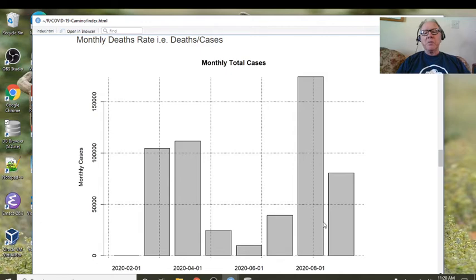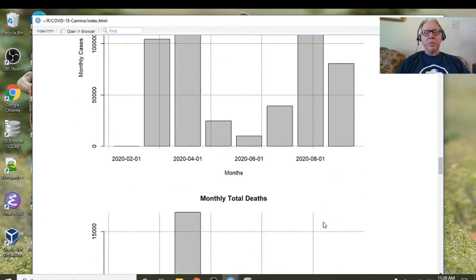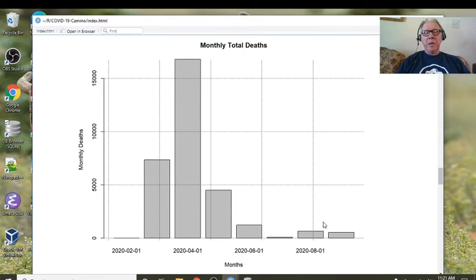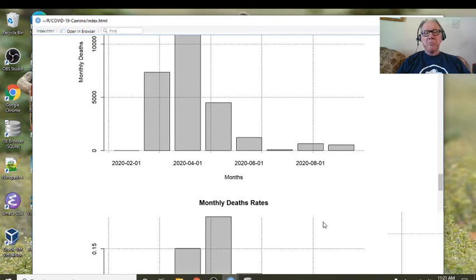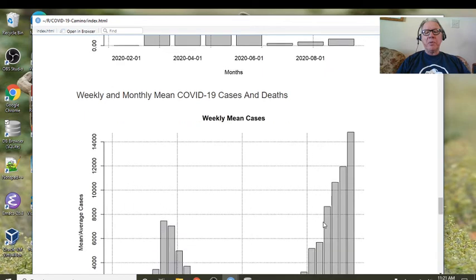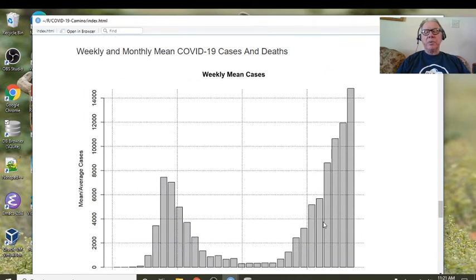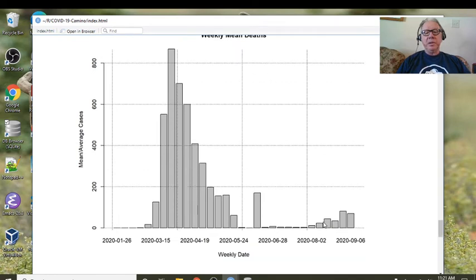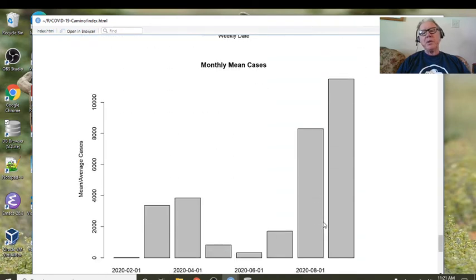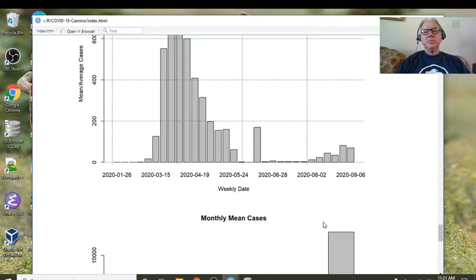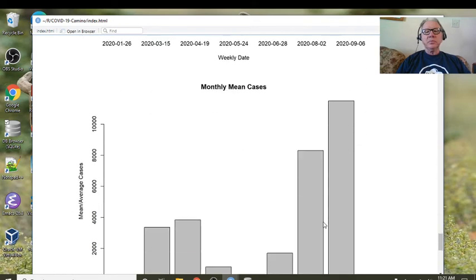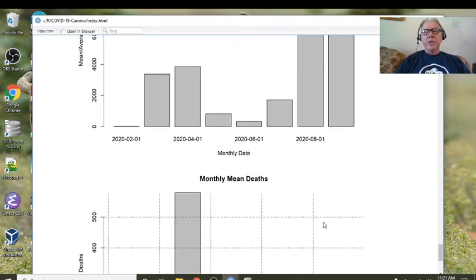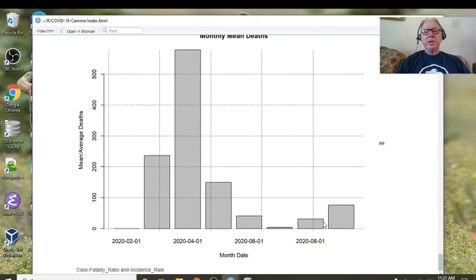Monthly cases. August was the biggest month. Monthly deaths. April was the biggest month. Not sure that means anything. Average cases per week. Average deaths per week. Average cases by month. Average deaths by month. And that pretty much takes care of Spain for today.